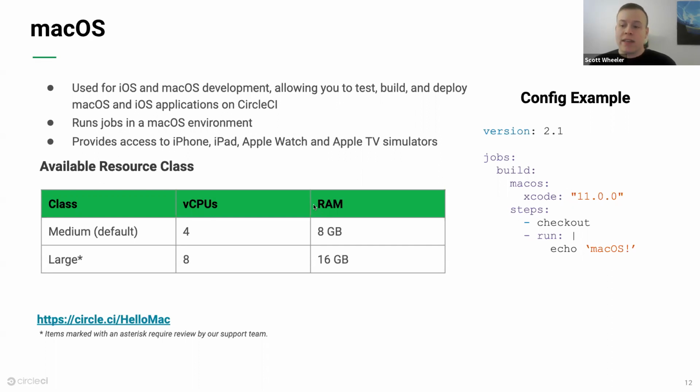The large resource class is restricted and will require review by our support team before you can begin using it. The configuration example on the right will spin up a macOS executor using the Xcode 11.0.0 environment and print macOS in the build output window. More information on macOS is available at circle.ci/hellomac.